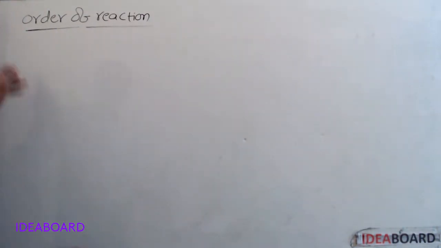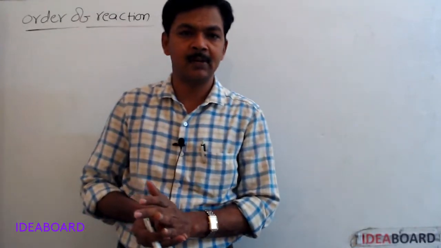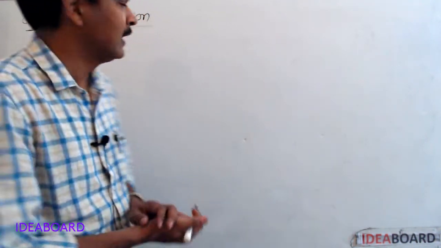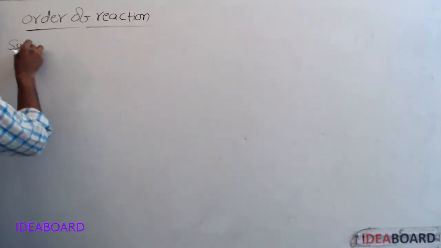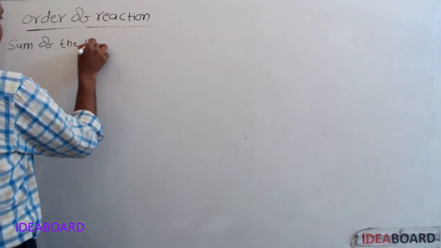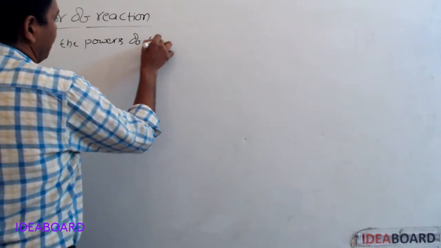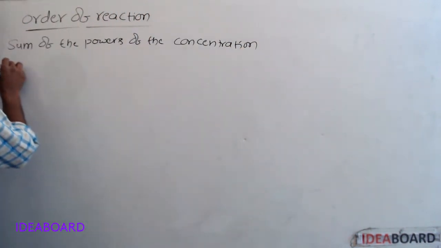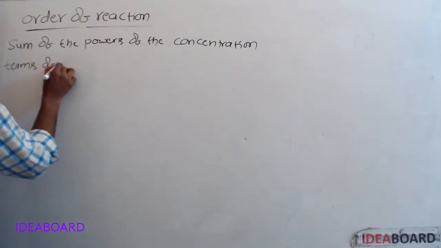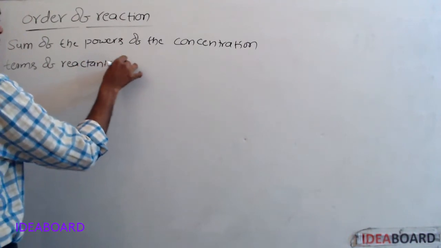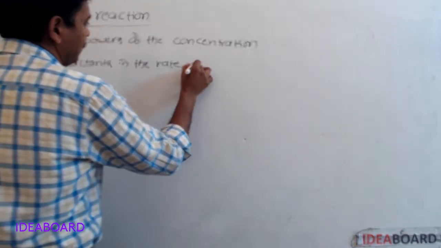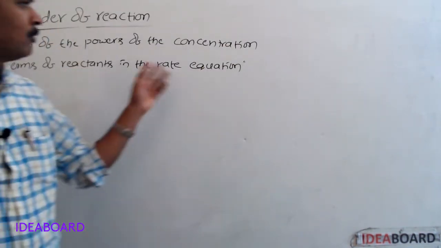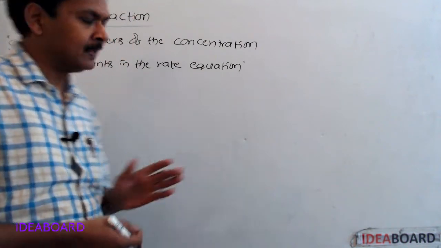Order of reaction: the sum of the powers of the concentration terms of reactants in the rate equation is called the order of reaction.